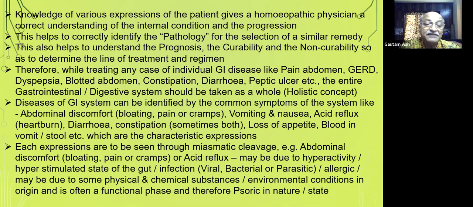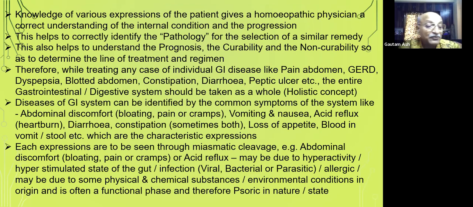Diseases of the GI system can be identified by the common symptoms of the system like abdominal discomfort or bloating, pain, cramps, which I already mentioned, vomiting, nausea, acid reflux, diarrhea, constipation, loss of appetite, blood in stool or vomit. These are the characteristic expressions. Each expression is to be seen through miasmatic cleavage. Very, very important area, miasmatic cleavage.